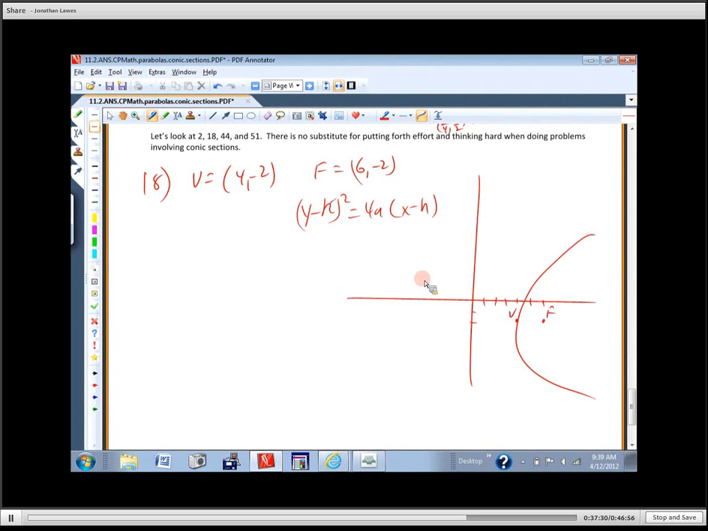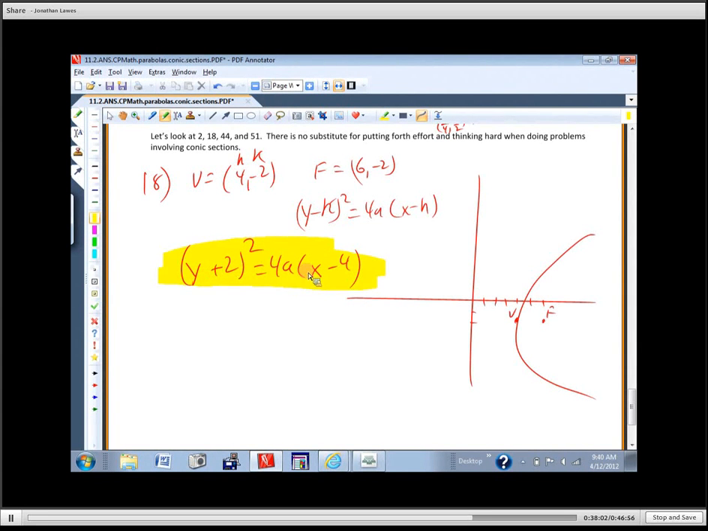Okay? Now, if I know where the vertex is, that is h and k right there. We can plug those in. So this is going to be, again, be careful, y, what is it? Plus 2. Y plus 2. There's the k. That goes with the y. So it's a minus minus 2. This is going to be 4a, and then I have x minus 4.